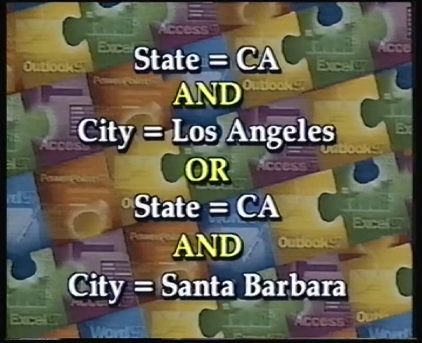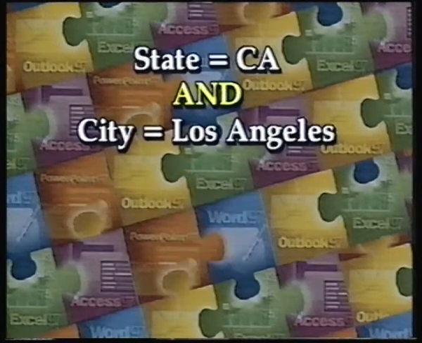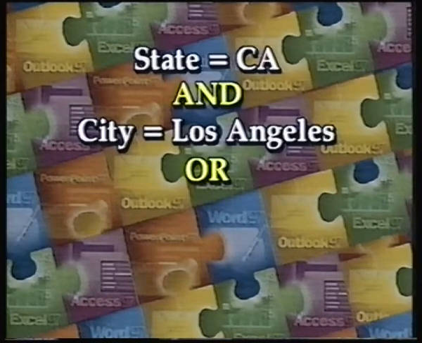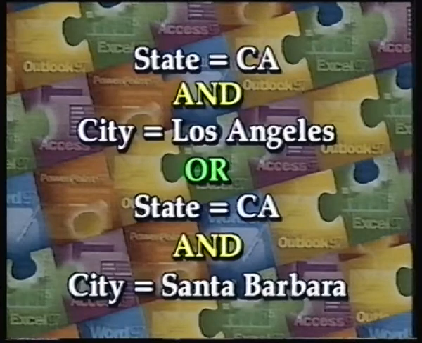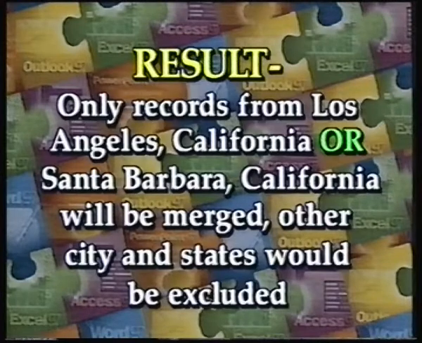Using a query with the mail merge allows us to work from a single database or spreadsheet that may contain hundreds of records and extract particular records for a mail merge. This saves us time. Here's a good example of how AND and OR work together, showing the state is equal to California with the city being Los Angeles. The next OR operator indicates that the state can also be California with Santa Barbara as the city. The results of this mail merge would be all records for people in Los Angeles, California, or Santa Barbara, California.